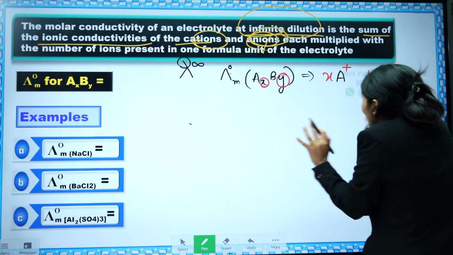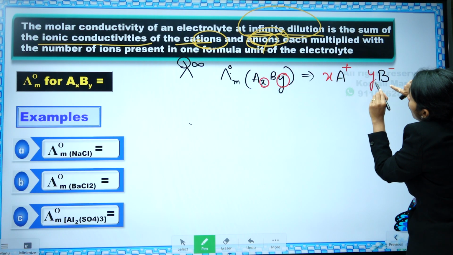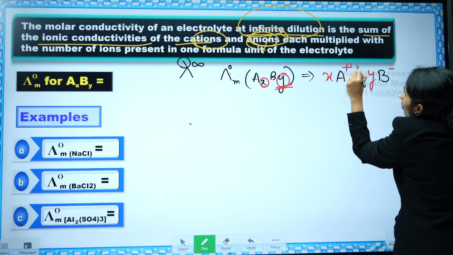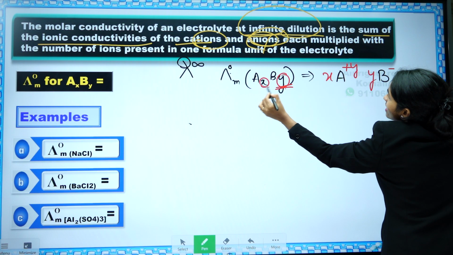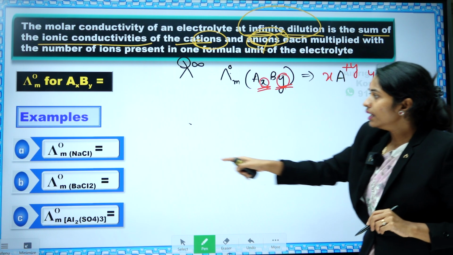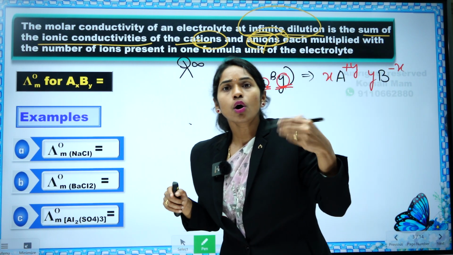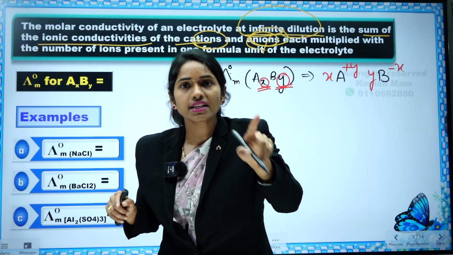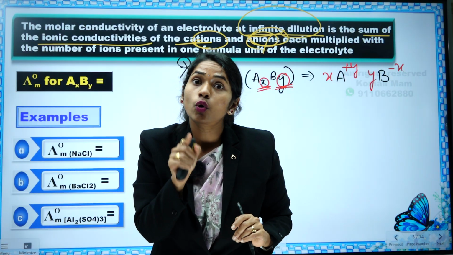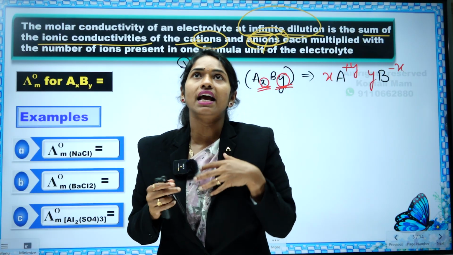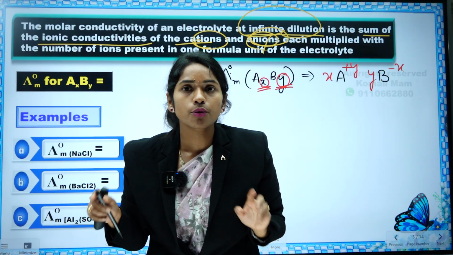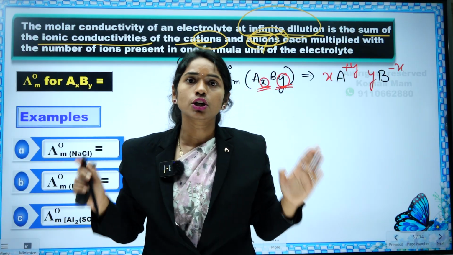Here the important thing is: how many Y ions, B ions are there? Y, that Y you write here. How many A ions are there? X, that X you write here. For example, NaCl: you know NaCl dissociates into Na plus and Cl minus, no problem. But Al2(SO4)3: if you know how it breaks, it breaks into 2 Al3 plus ions and 3 SO4 2 minus ions. If you know that information, okay.